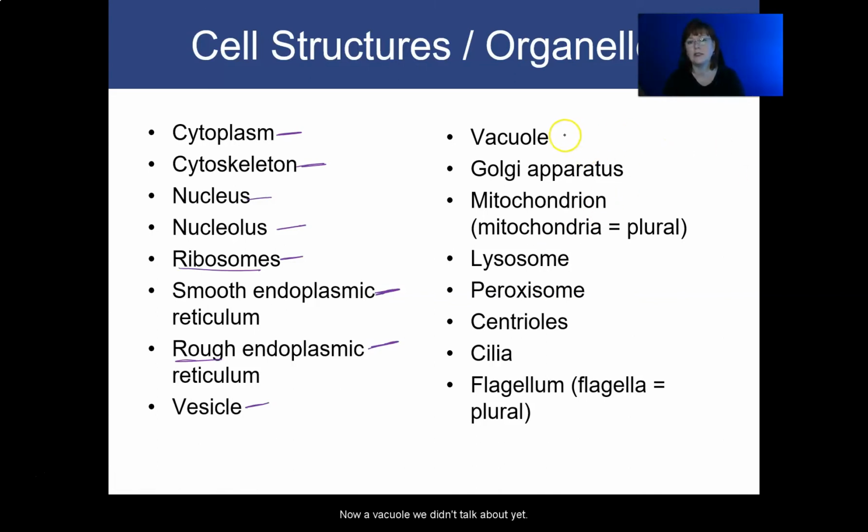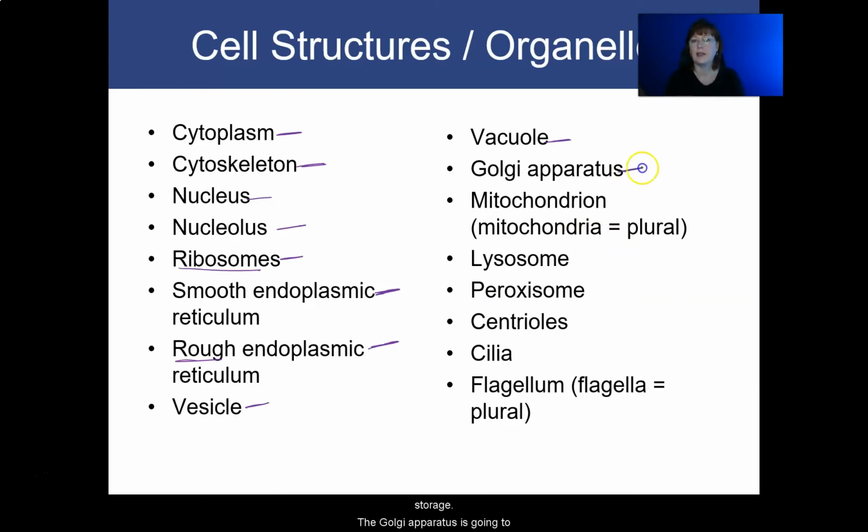Now, a vacuole we didn't talk about yet. That's like a really big vesicle that takes up the majority of the space within the cell, and we would use that to store lots of something inside that cell. So for example, plant cells have big vacuoles that are filled with water. Your fat cells have a vacuole that's filled with lipids for storage.